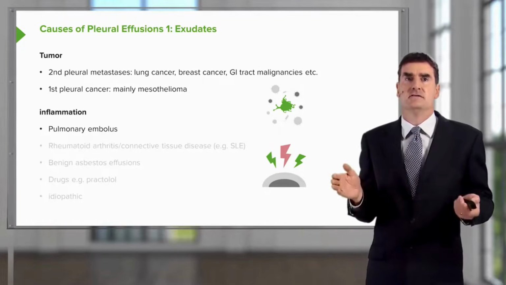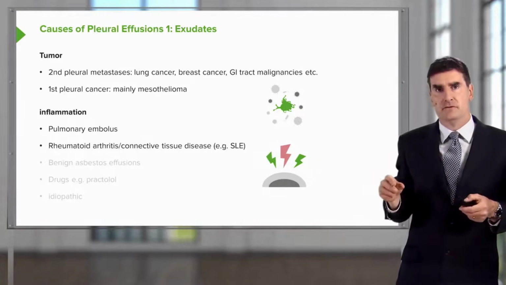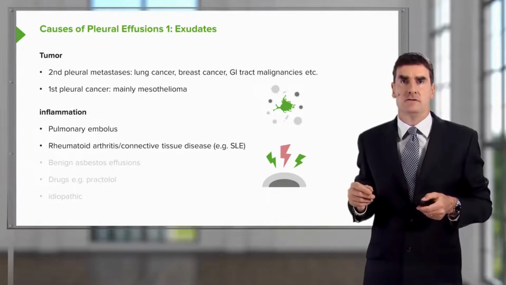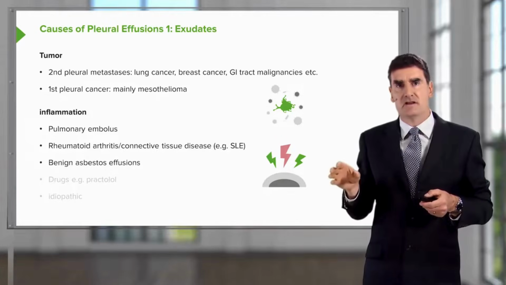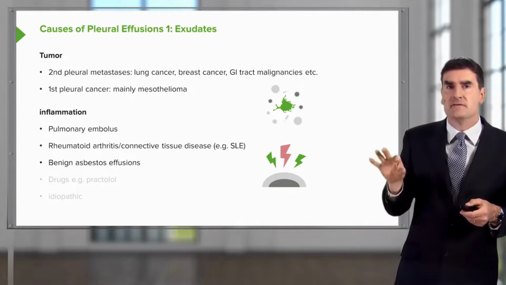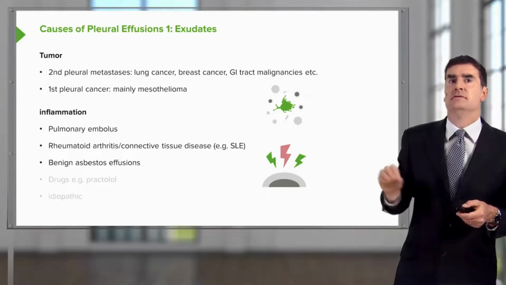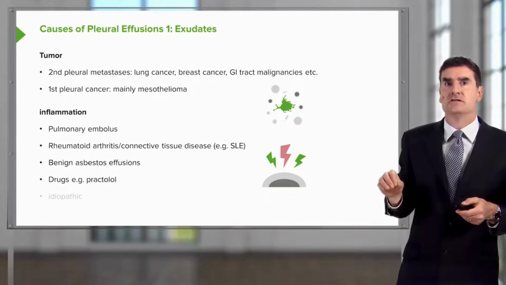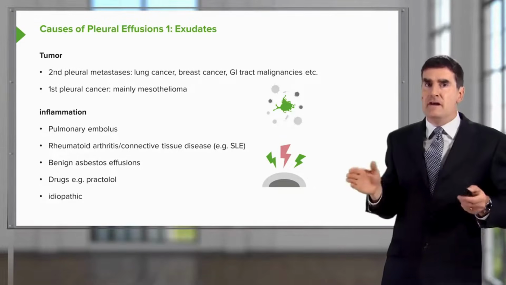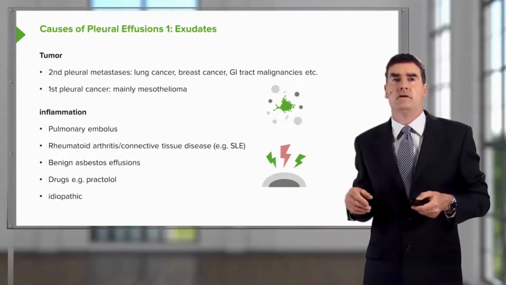But then there are connective tissue diseases. Rheumatoid arthritis, for example, will often have patients with pleural effusions, and systemic lupus erythematosus is another cause of inflammatory pleural effusions. Benign asbestos effusions occur in people who've been exposed to asbestos, where the asbestos has inflamed the pleura and caused an exudative pleural effusion, but hasn't gone on to cause a mesothelioma. Occasionally, drugs can cause pleural effusions, the classic example being practolol. And then actually, for many exudative pleural effusions, we cannot identify the cause and they are characterized as idiopathic.